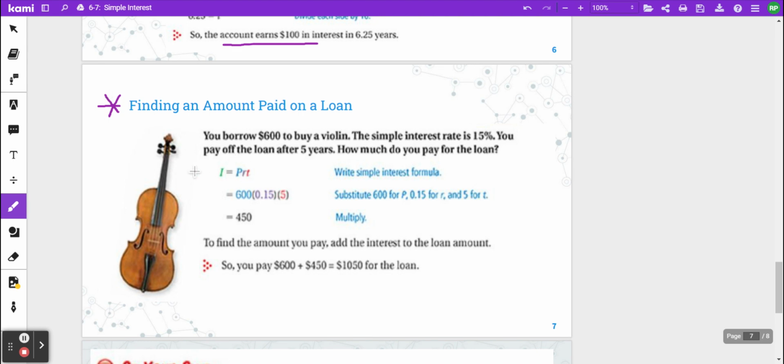We're going to use the same equation, I is equal to PRT. The amount of money that you borrowed is the principal, so that's $600. The interest rate as a decimal is 0.15, and you are taking 5 years to pay off this loan. Once you multiply, the amount of interest that it has accrued, meaning that's how much it earned, basically, that's $450. That's the amount of interest that you had to pay on the loan, but you also have to pay back the initial $600. So for this particular loan, you are paying $600 principal back, plus you are paying $450 interest back, for a total of $1,050 for the loan cost.